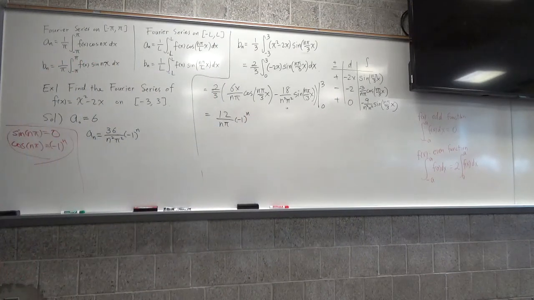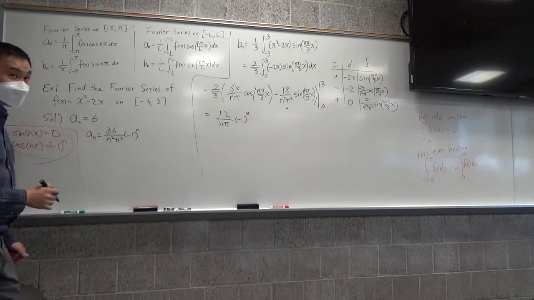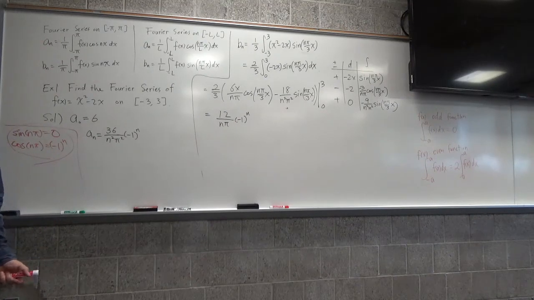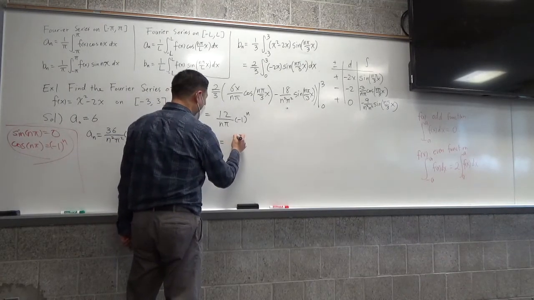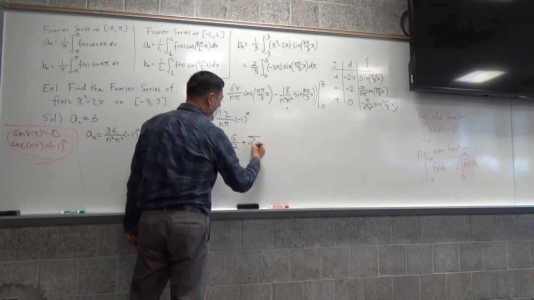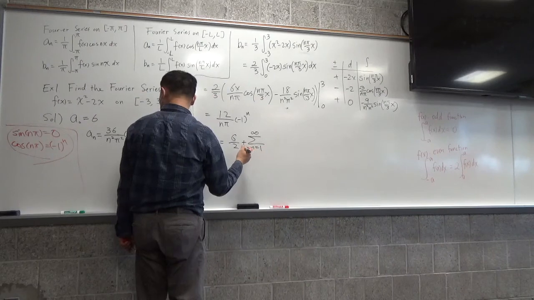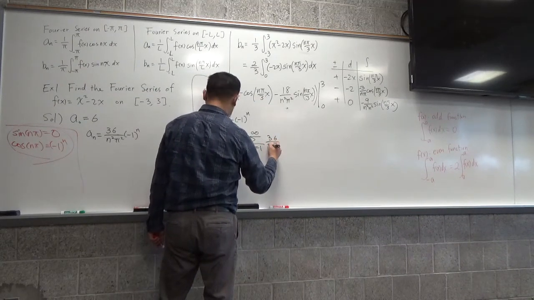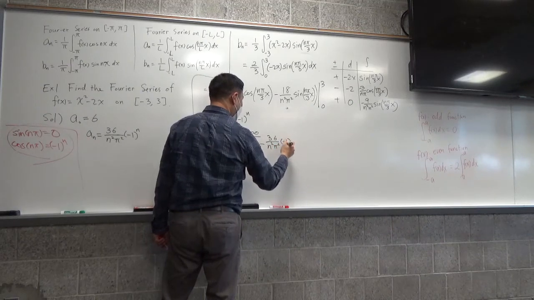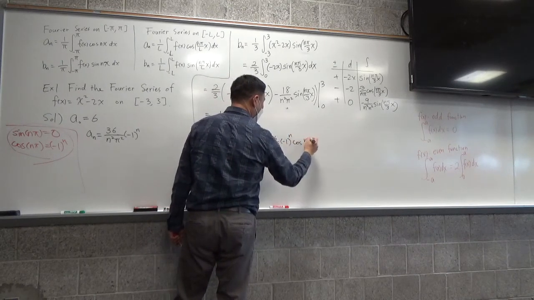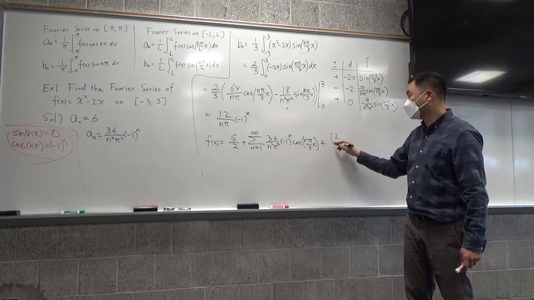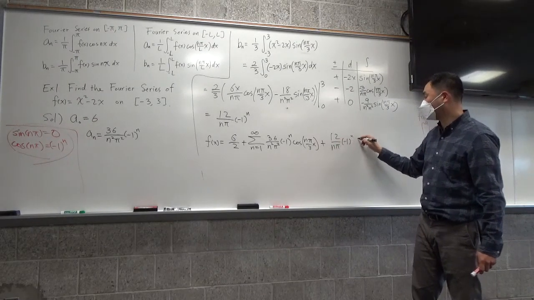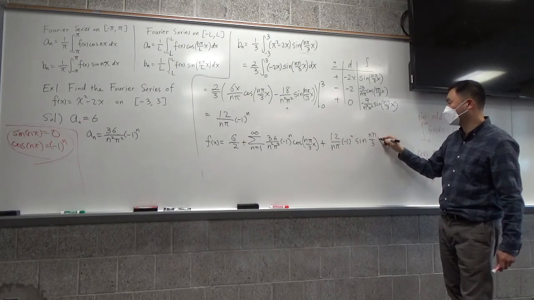So that's Bn. Okay, is that the answer? No, not yet. Why? One more step. Because you have to write down the final answer, right? The final answer is 6 over 2 plus sigma n equals 1 through infinity of an is 36 over n squared pi squared of -1 cosine n pi over 3x plus 12 over n pi of -1 to the nth power sine n pi over 3x.